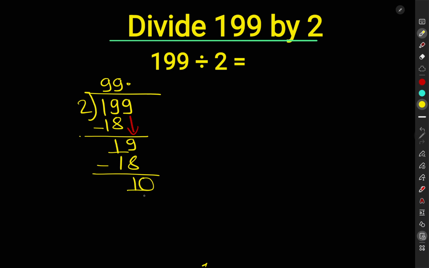So now it became 10. So 2 times 5 means 10. On subtracting we get 0. So 199 divided by 2 is 99 decimal 5.